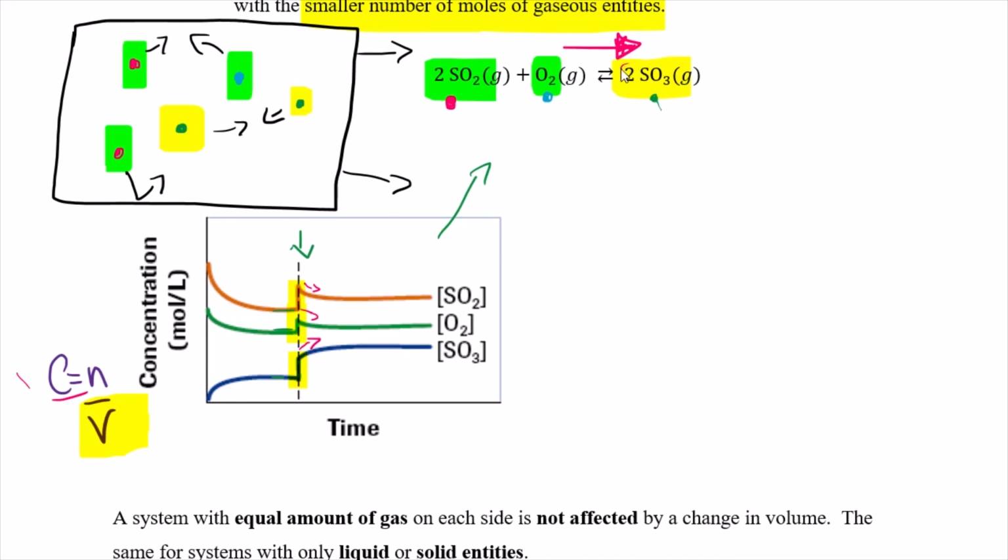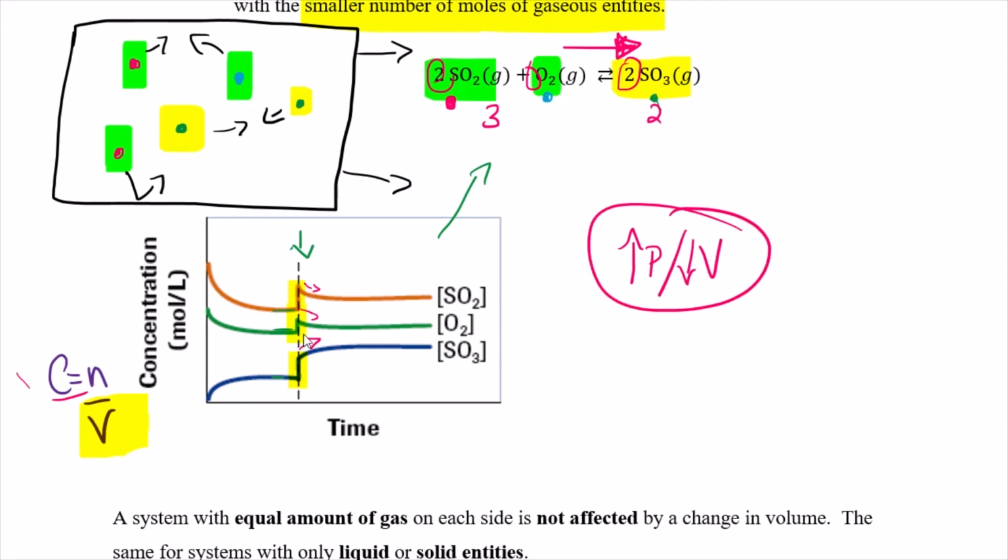Well, I've got only 2 moles of gaseous entities over here. I've got 3 moles of gaseous entities on the reactant side. So it will shift to the product side if I make the container smaller. So that means that I increased the pressure by decreasing the volume. I made the container smaller in this case. That was the disturbance that happened along the line. And a second clue that that's what happened is all of these concentrations instantaneously go up. I can instantaneously make the concentration of a gas go up if I make the volume smaller.